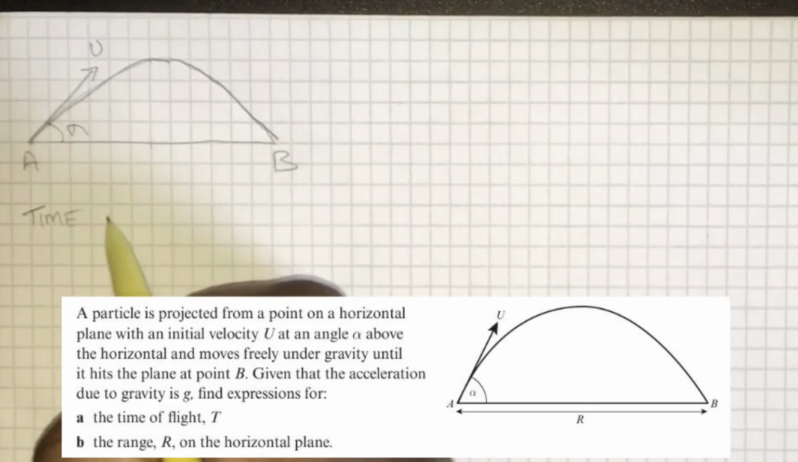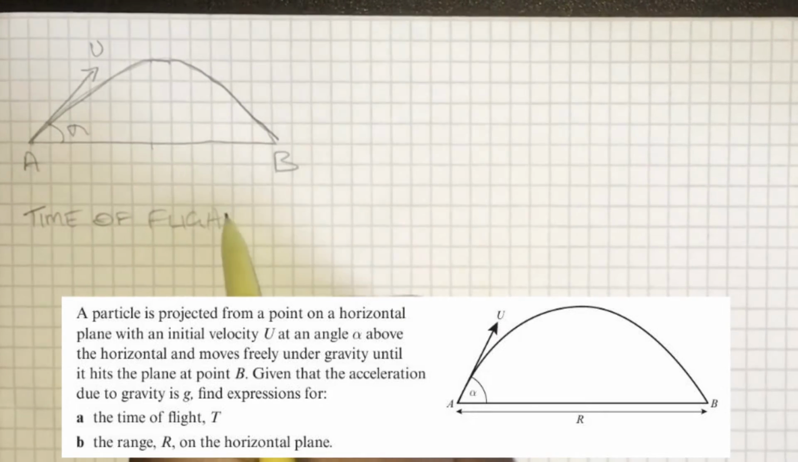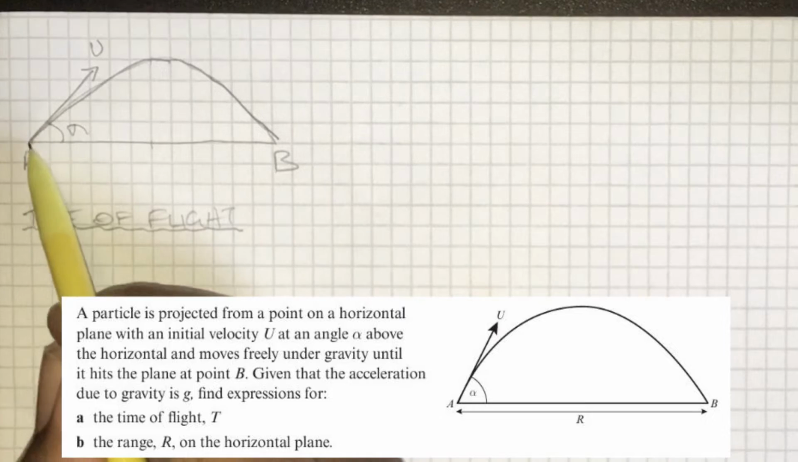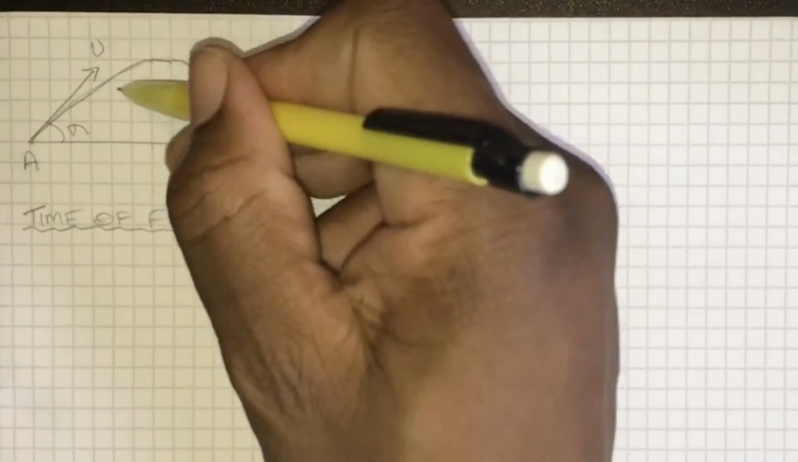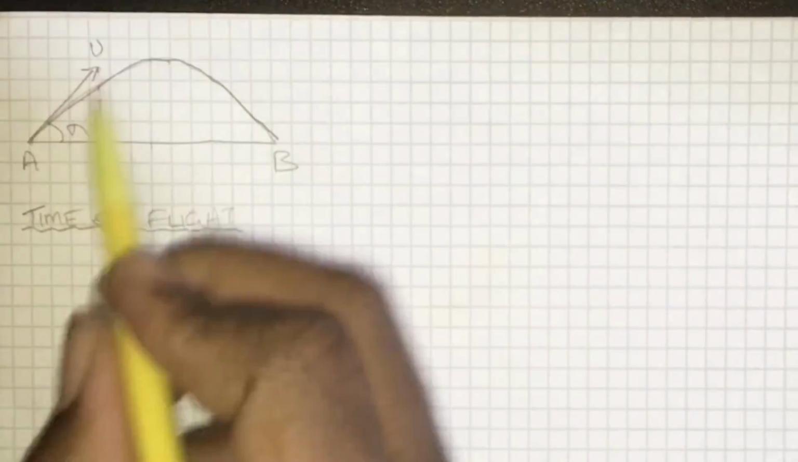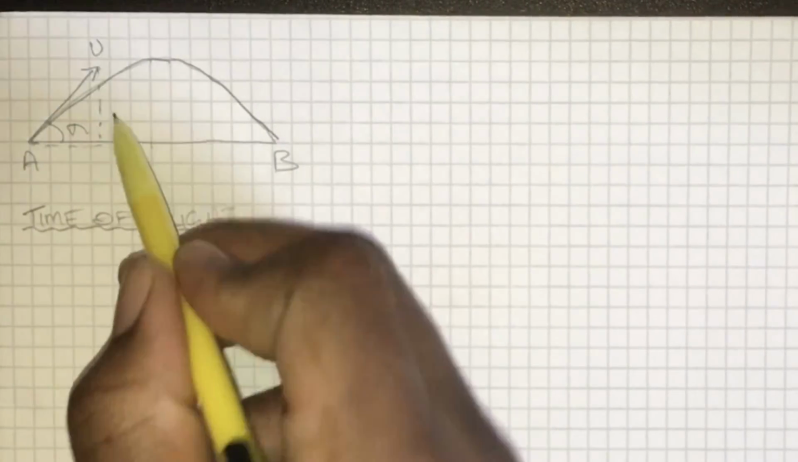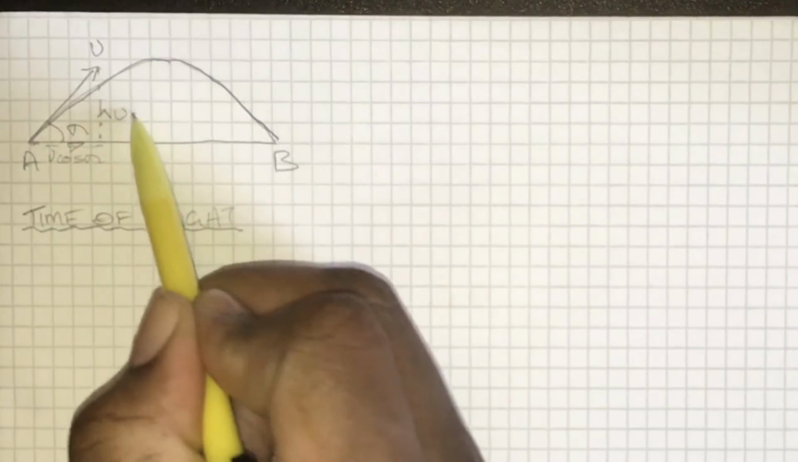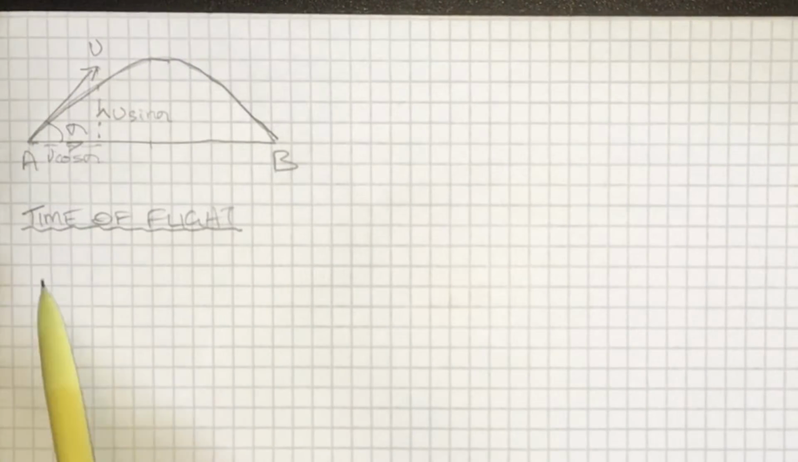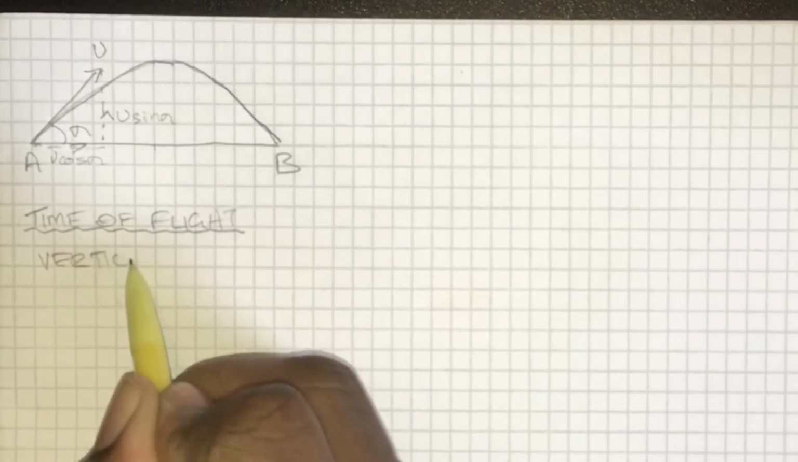So here's a generic flight path, and I've just drawn from the ground to landing on the ground. You can see that we've got the initial projection of u and the angle of elevation of alpha. I can still express the vertical and horizontal components in terms of u and alpha. So u cosine alpha and u sine alpha.